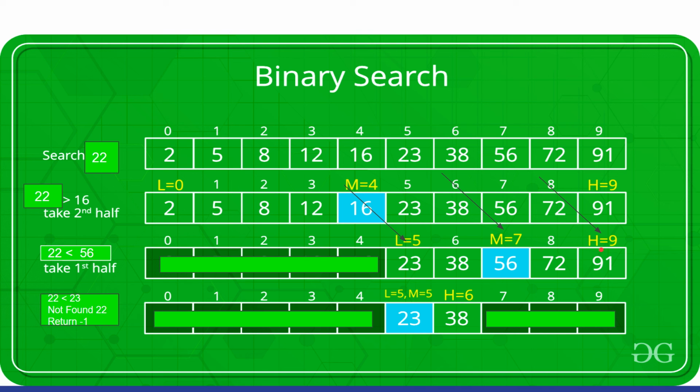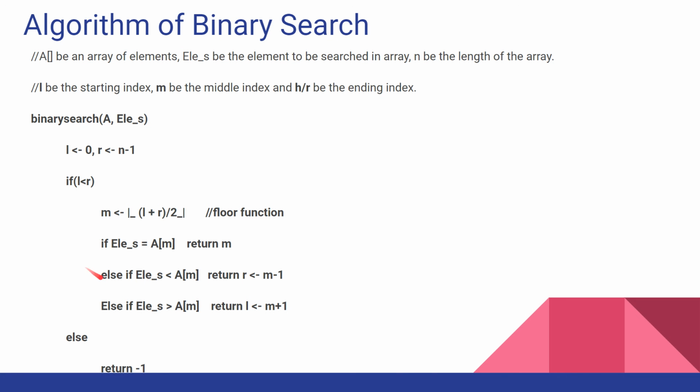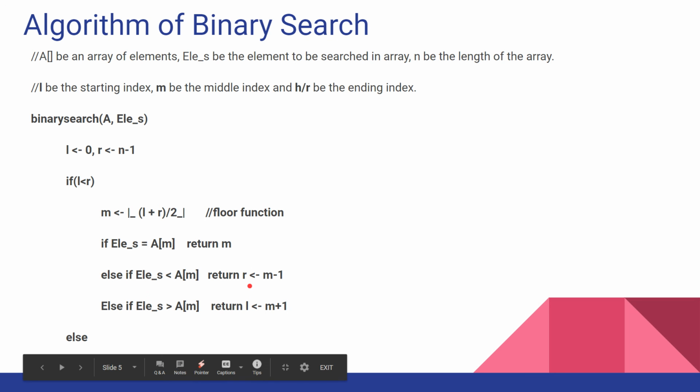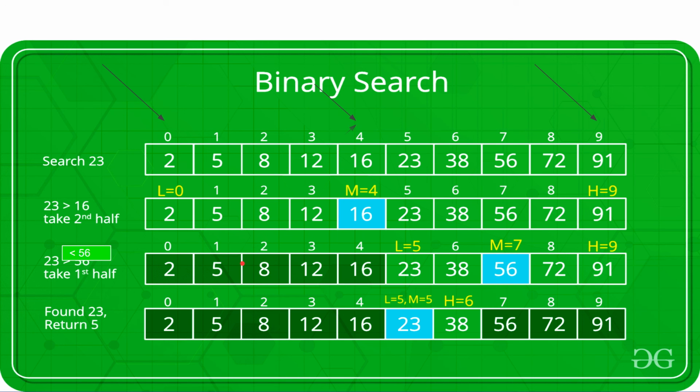So 5 plus 9, that is 14, divided by 2 is 7, and A of 7 is 56. So A of M, that is A of 7, is 56. Now 22 is less than 56. So as we can see in our algorithm, 22 is less than 56, so we have to update R but not L. So L is 5, and R comes out to be 7 minus 1, that is 6. So L is 5, R is 6, and M also comes out to be 5.